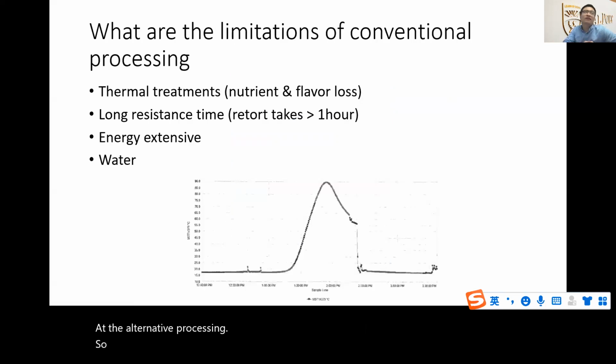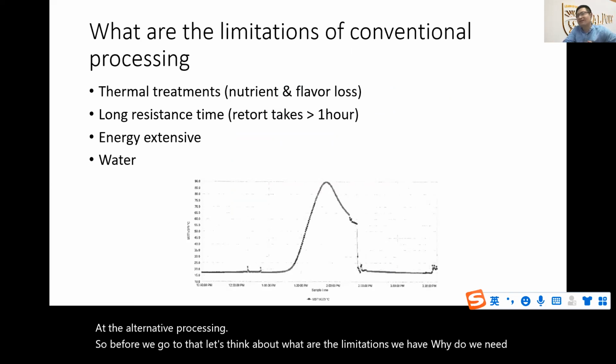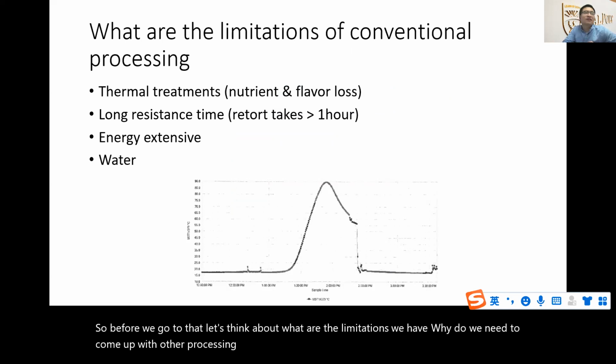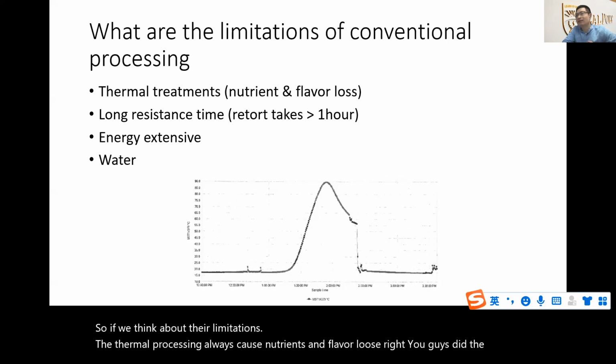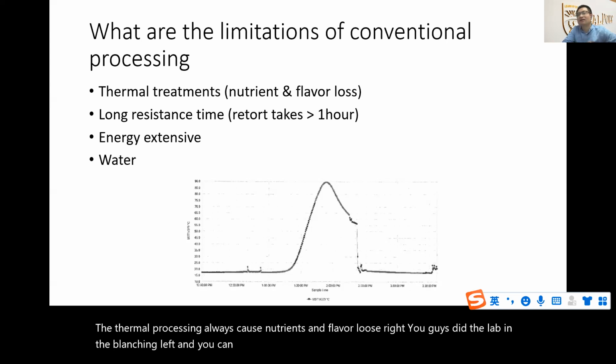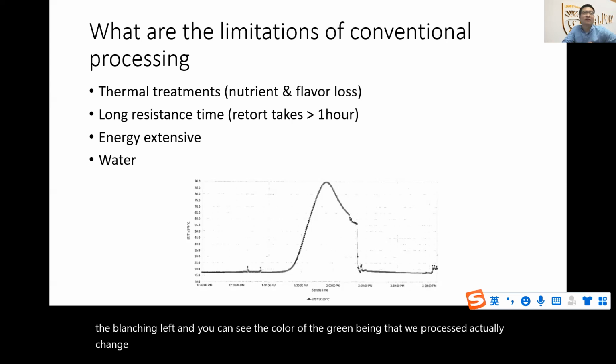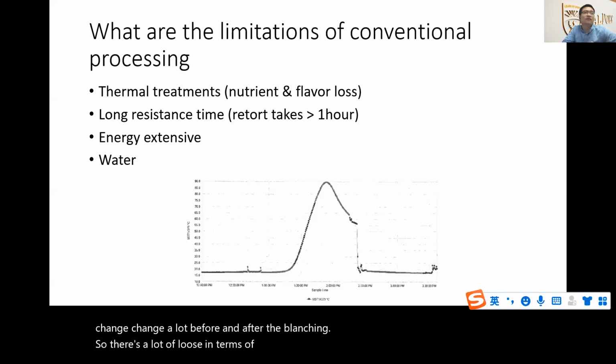Before we go to that, let's think about what limitations we have. Why do we need to come up with other processing technologies, since the conventional one is so straightforward? If we think about their limitations, the thermal processing always causes nutrient and flavor loss, right? You did the blanching lab, and you can see the color of the green bean that we processed actually changed a lot before and after the blanching. So there's a lot of loss in terms of the flavor and nutrients.